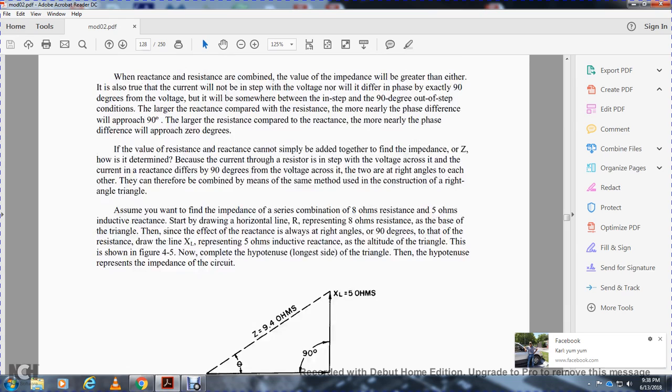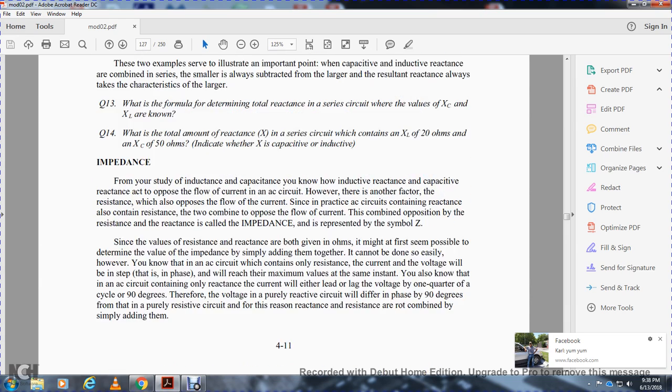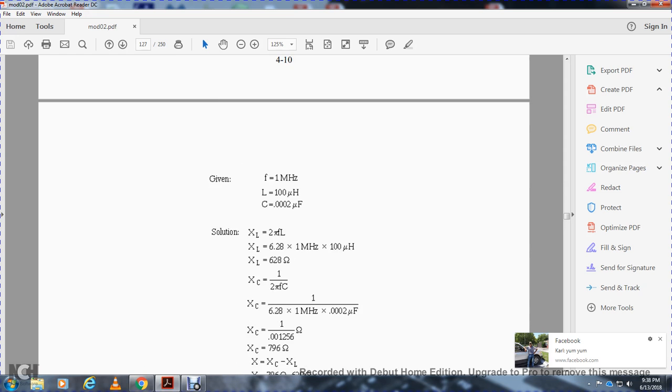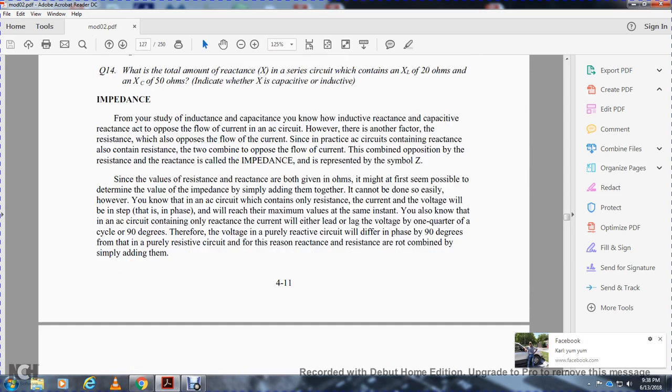The inductance. I'm even lost myself. The inductive resistance.